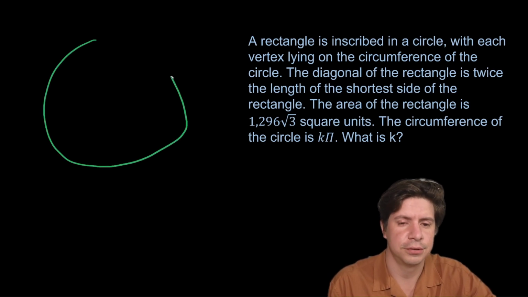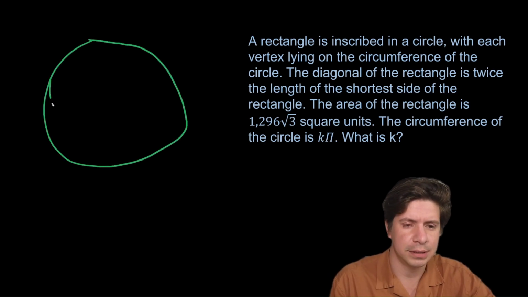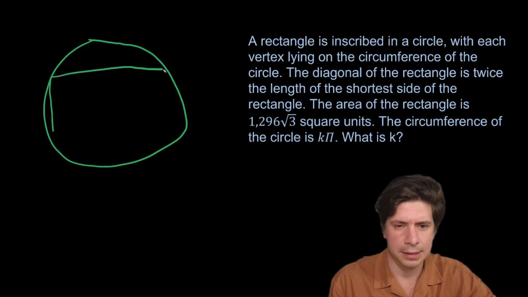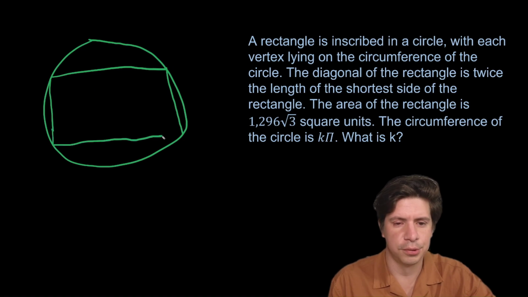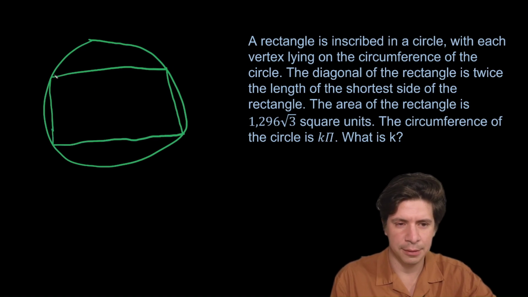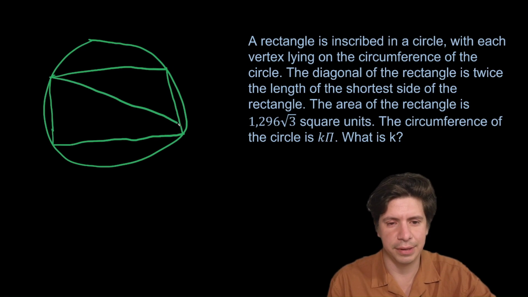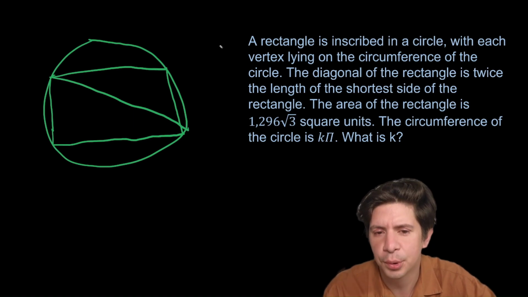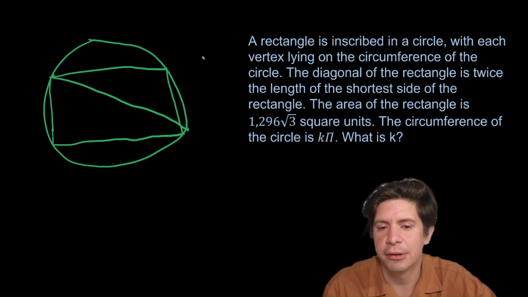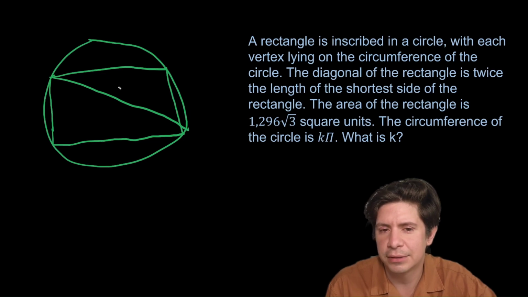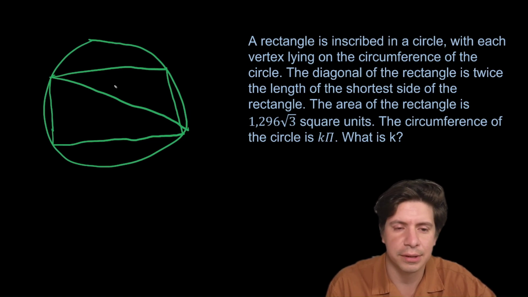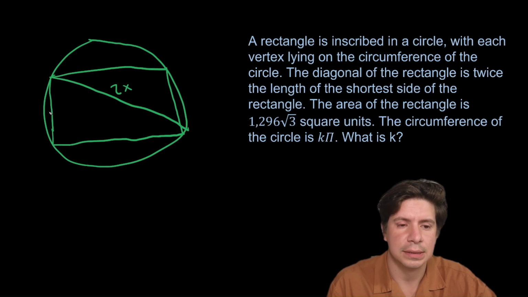So we have a circle, we have a rectangle inside. Again, helpful to draw. Even though I'm not the greatest drawer in the world, it still helps me. You don't need to make it exact, you just need to make it so it clears up for you what's happening. So the area of the rectangle is that. We're told the diagonal of the rectangle is twice the length of the shortest side of the rectangle. So that means that this is 2x. This is x.